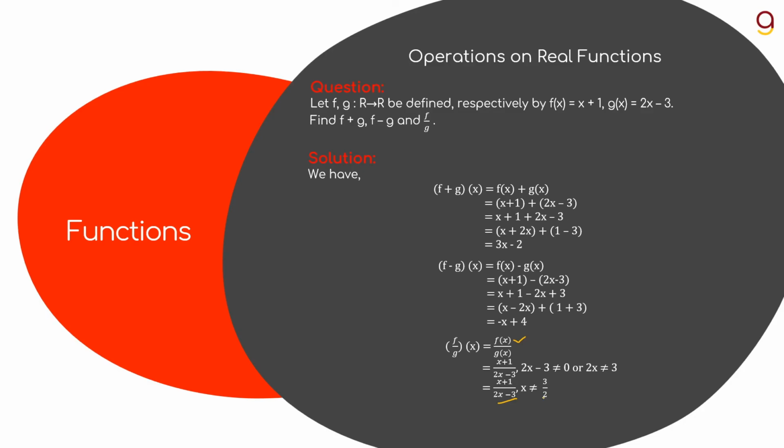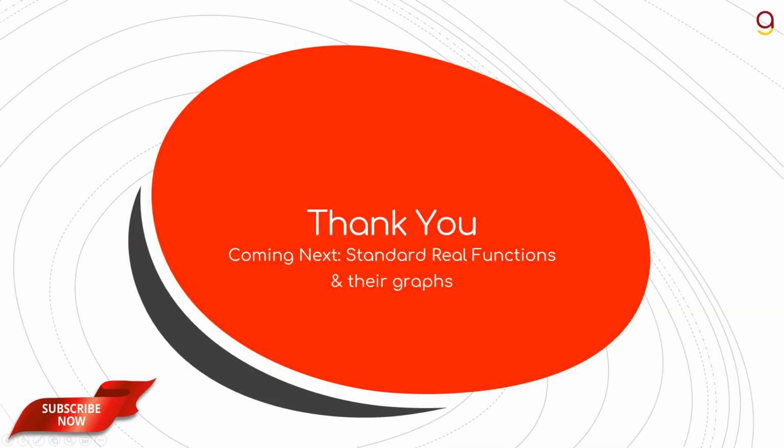x will be any real number, but it cannot be equal to 3 by 2, because if x is equal to 3 by 2, the denominator will be 0, which is not possible. Hence x is not equal to 3 by 2, and we are here with all the 3 solutions. Clear? This brings us to the end of this video.